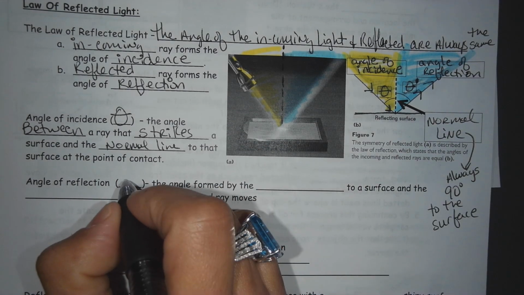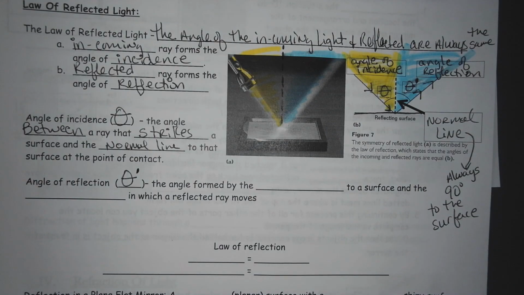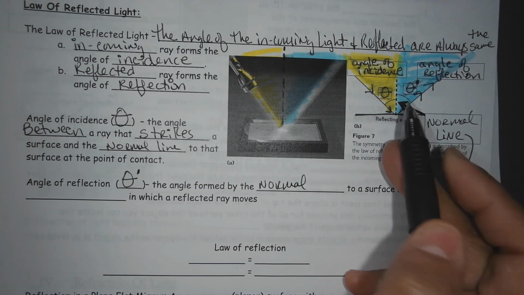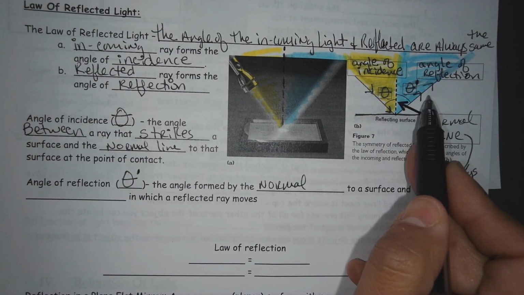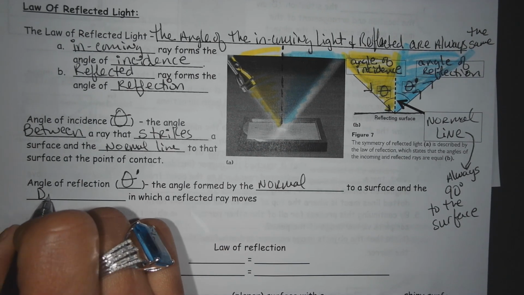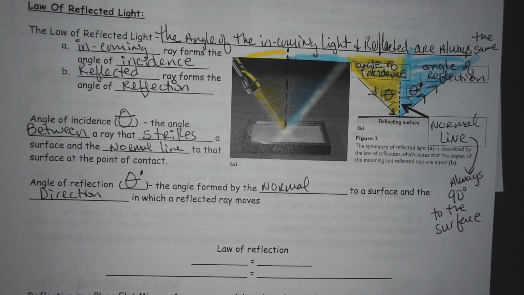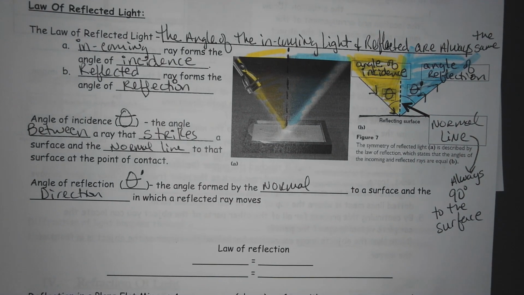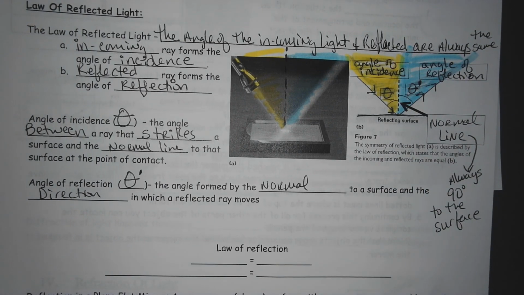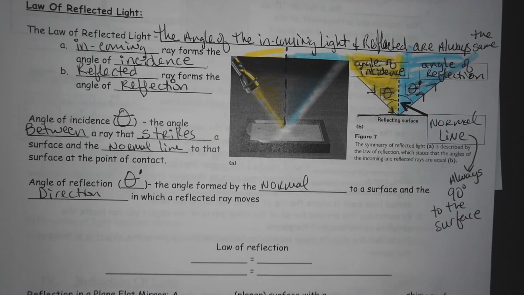The angle of reflection is theta prime. And the theta prime is always formed from the normal line to the outgoing reflected line, in the direction the reflection ray moves to. In this direction, it's what we call the angle of reflection, or theta prime.